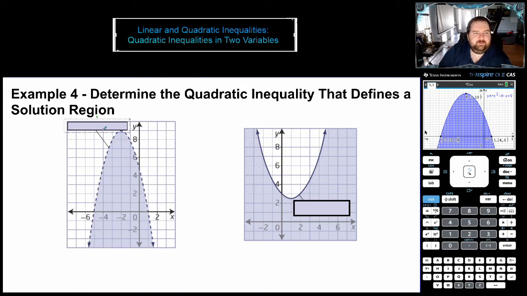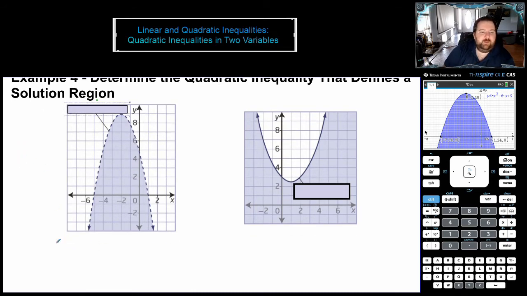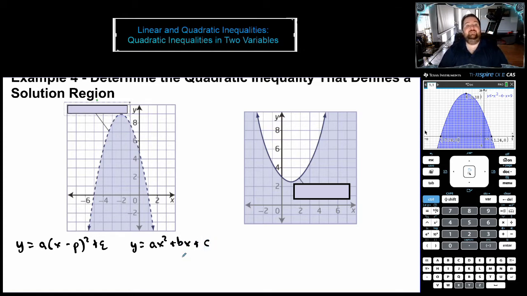So there's kind of two ways to do this, right? We know we have two forms that this could be in. It could be y equals a(x minus p) squared plus q, or it could be y equals ax squared plus bx plus c. It could be one or the other. So how do you find them?